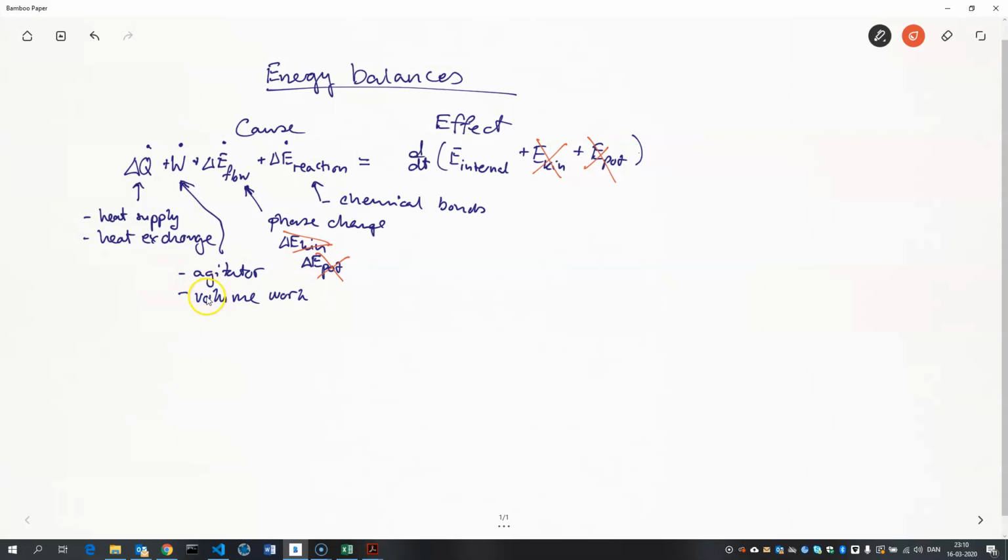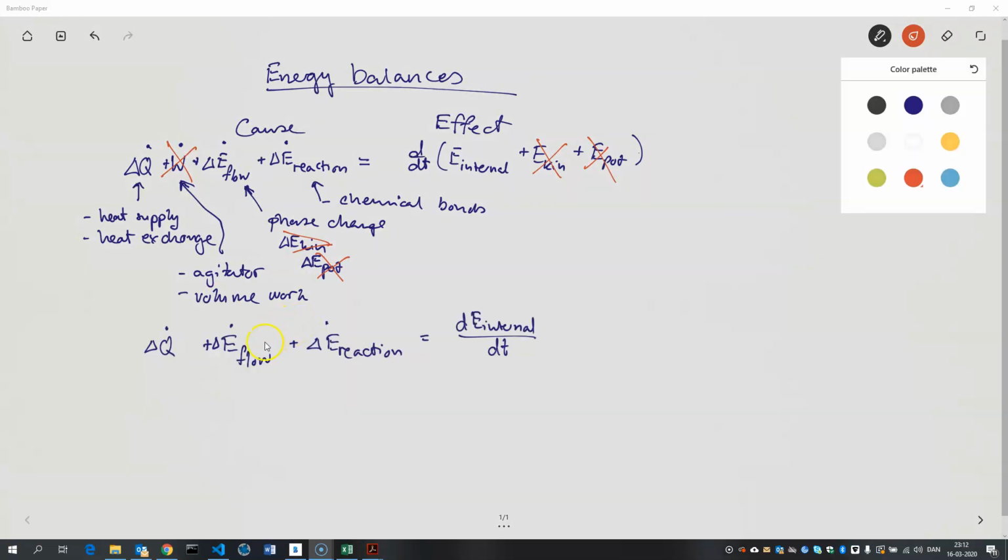Also, in many cases, we can actually disregard the work term here because it's negligible compared to the heat that we might supply or the heat that is exchanged with the surroundings and the reaction energy and the internal energy of the flow. So that certainly simplifies our equation quite a bit. So here I've written the simplified version of the heat balance.